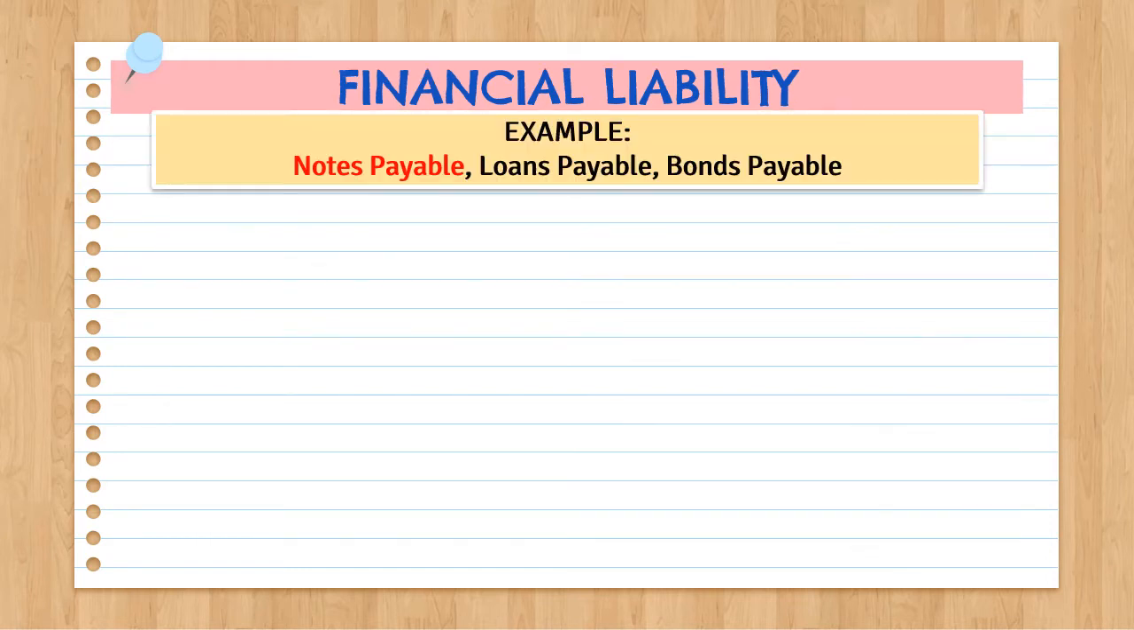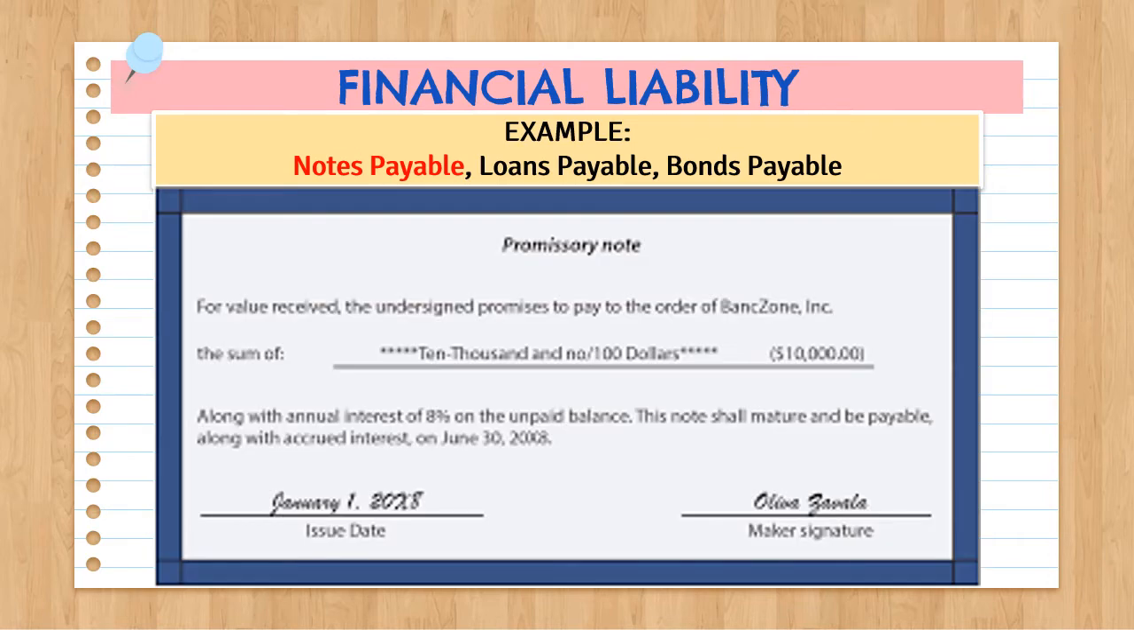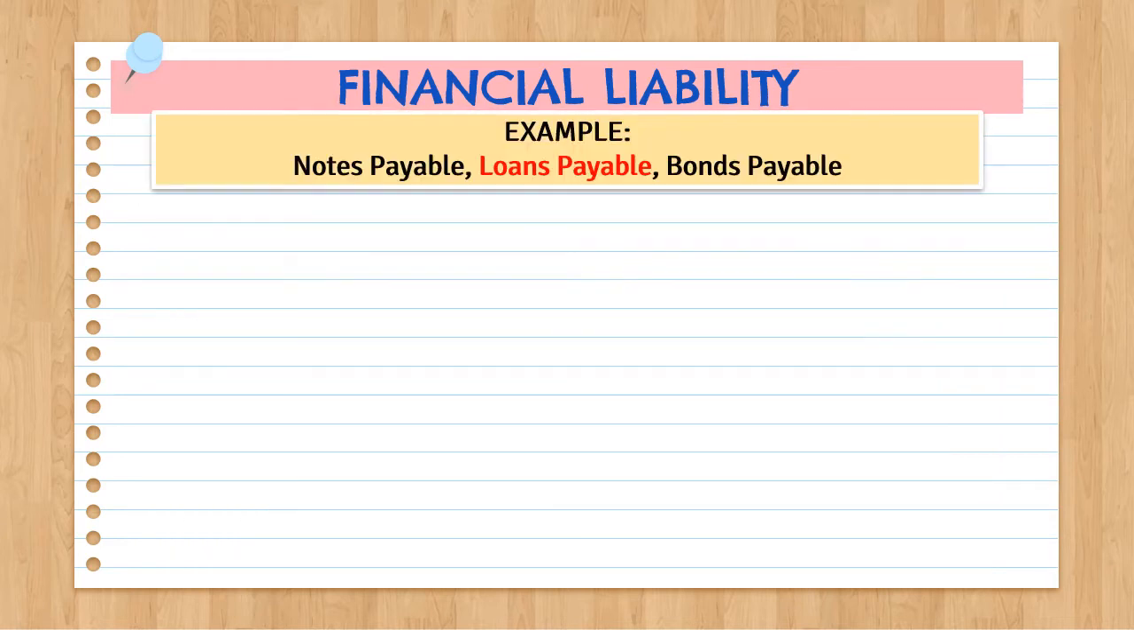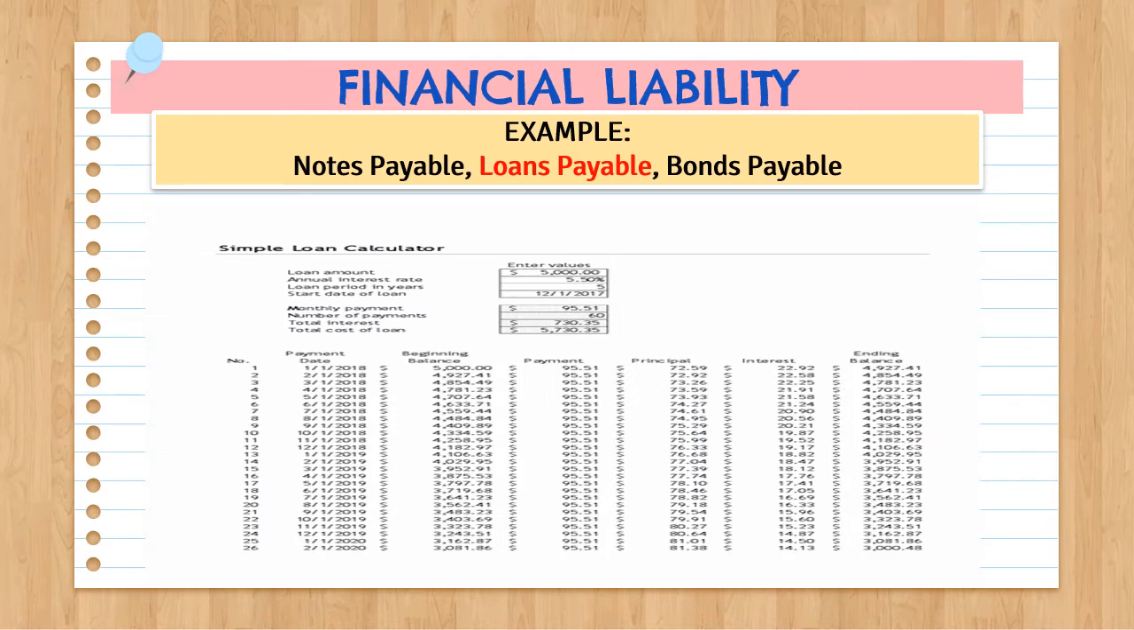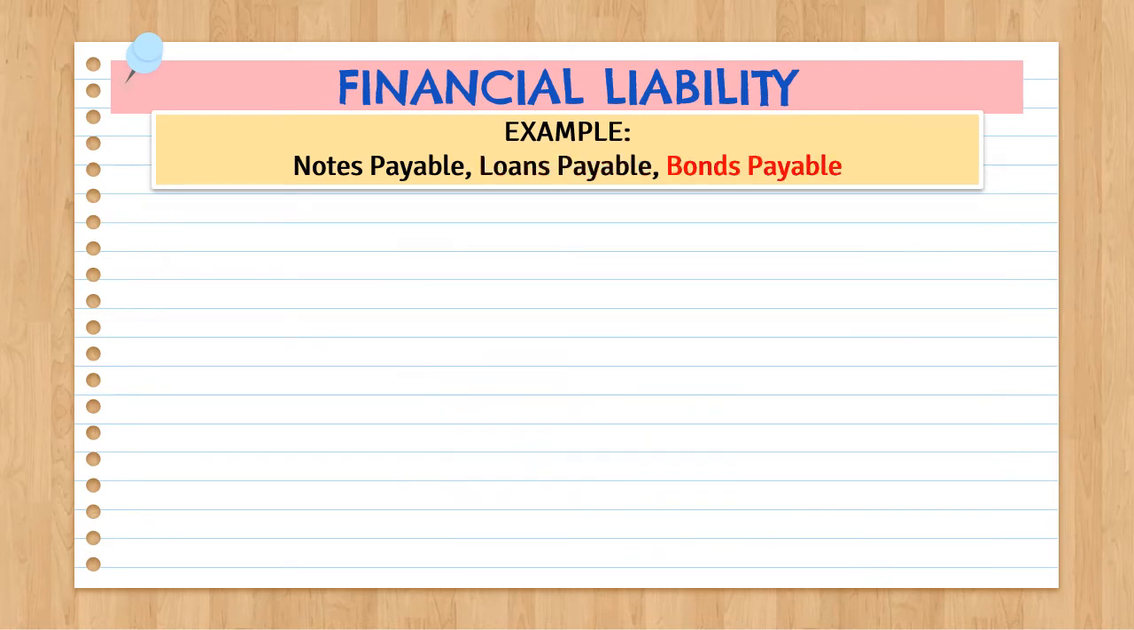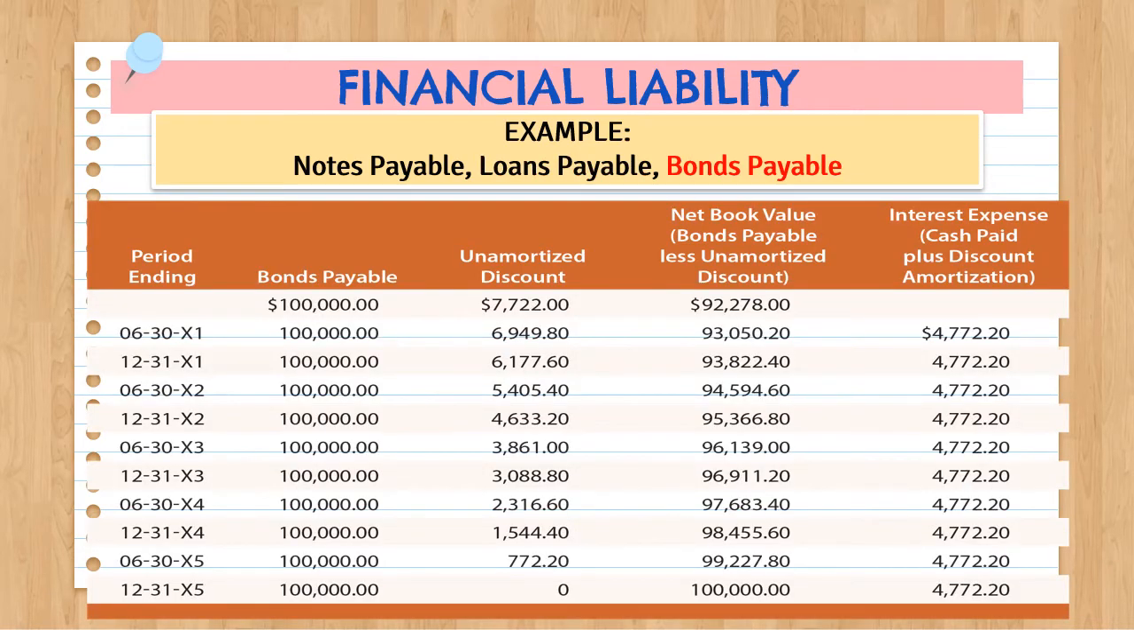Examples for financial liability are notes payable, which is an example of a promissory note, and then loans payable, bonds payable. So if you say liability, that's an obligation or payable.